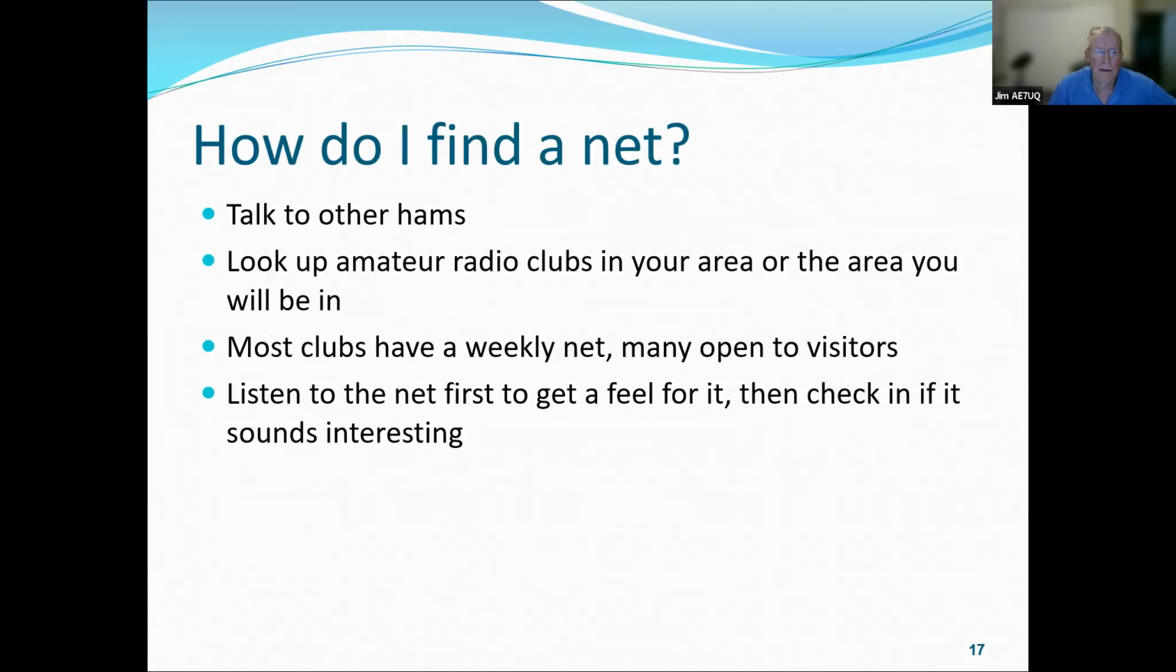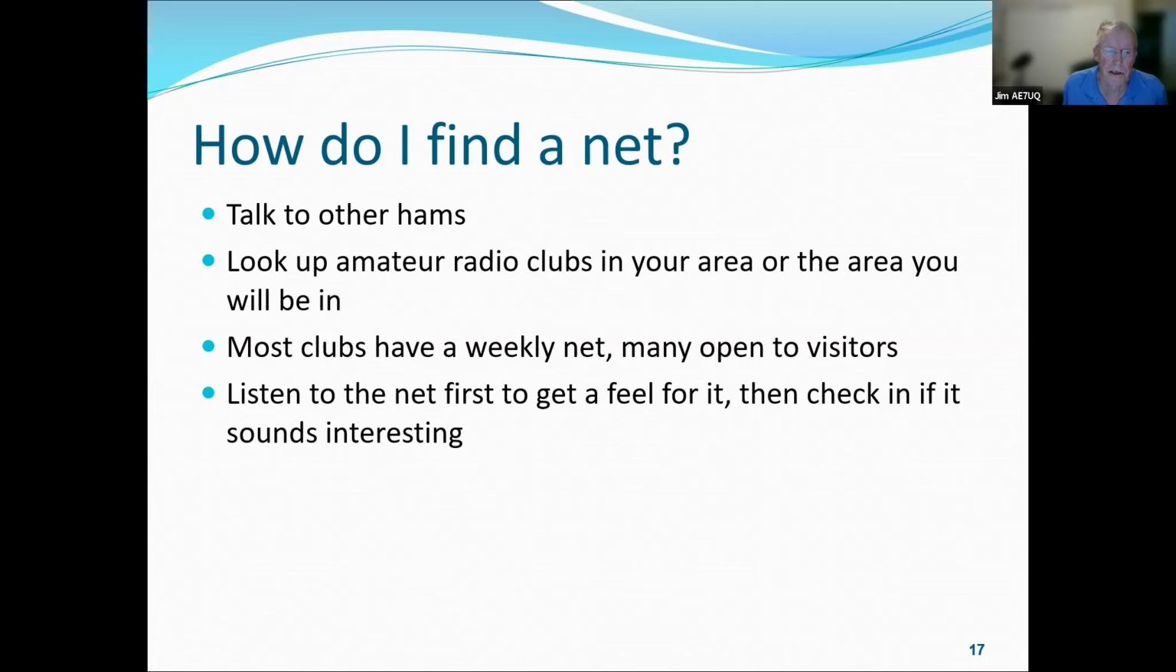Okay, those are the main types. There might be others that I've forgotten about or haven't participated in. But how do you find a net? If you say, gee, this sounds pretty interesting, for example, Randy's example of the Bigfoot race. One way is to talk to other hams, which we're doing right now. So people down in Randy's area may say, hey, wait a minute, that sounds like good fun. I'll sign up for that next year.